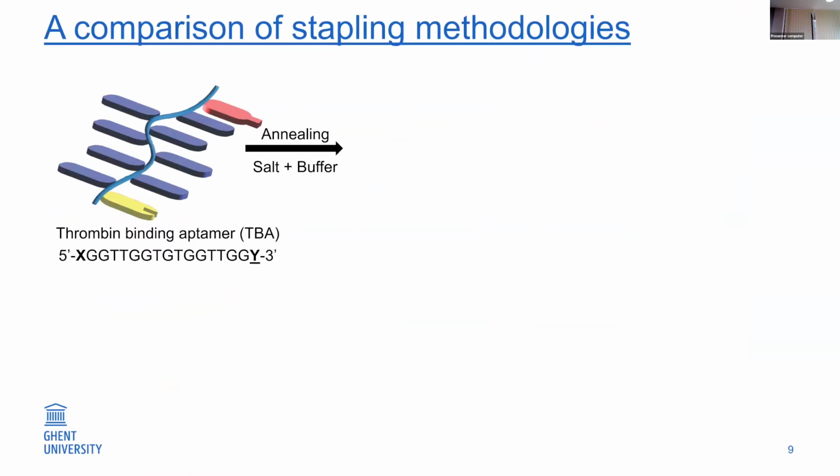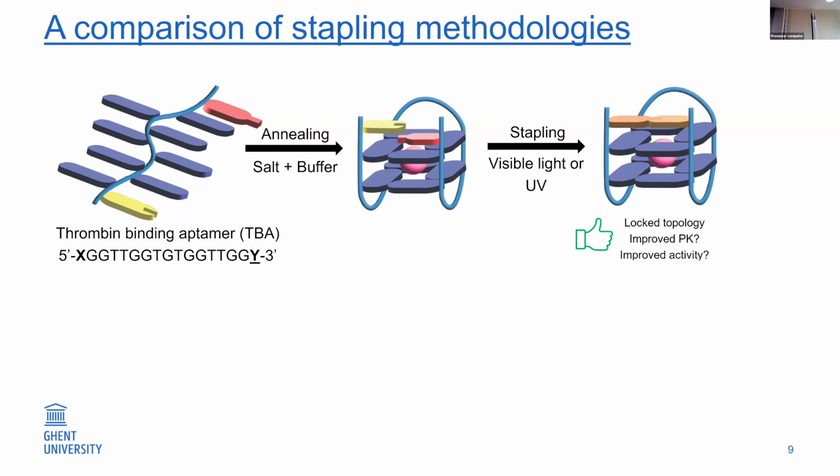So to solve this issue, we decided to use photochemistry again. And we used TBA as a very simple model system because there is a huge amount of crystal structures that allowed us the rational design of this concept. So we took the TBA, we extended it by two bases. We added a reaction partner on one side and a reactive molecule on the other side, another base. And this allowed us to anneal the system so that these two molecules basically come in touch with each other. And then when we're sure about the conformation, we shine light, visible light or UV light, depending on the chemistry we use, and we staple the structure.